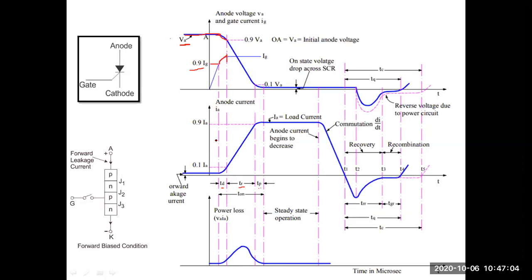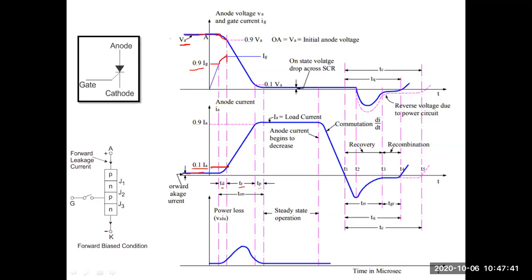In terms of anode current, if I want to define, the time taken for the anode current to reach from 0 to 10%. Actually this is the leakage current, the forward leakage current. This area is the forward leakage current. So this is the time taken for the anode current to reach 10% of the anode current.